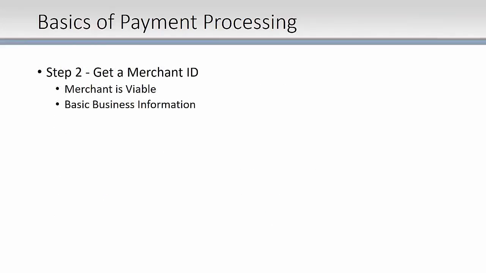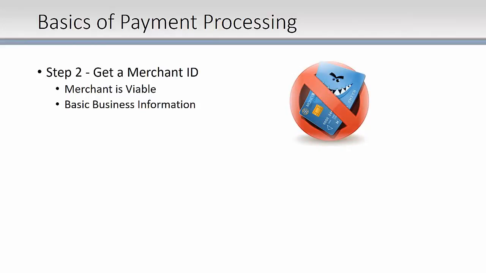The acquirer has a responsibility and the liability of making sure that a merchant is a real business and is viable. The worst thing that can happen to them is some thief gets a merchant ID and charges a bunch of phony cards and runs off with the cash. So how do they do that? Basic business information. And you can expect that the larger the account expectation, the more detail they may want.